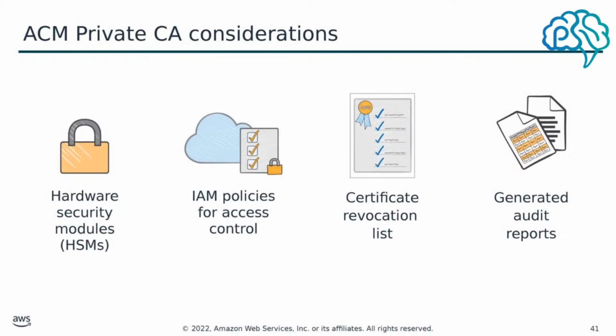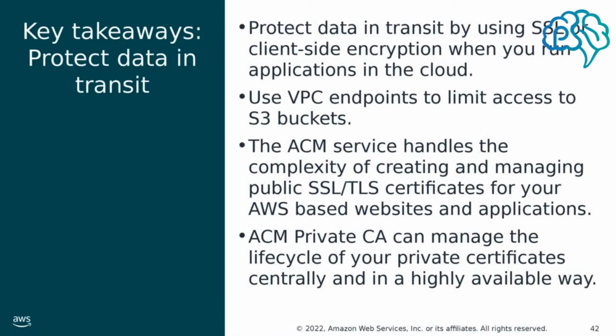In terms of private considerations here, it would be secured with HSMs, and these HSMs would adhere to the FIPS 140-2 Level 3 security standards to protect your private CA against key compromises. Key takeaways here are that you want to protect the data in transit, use VPCs, use the ACM service, and also you can do ACM Private CA.